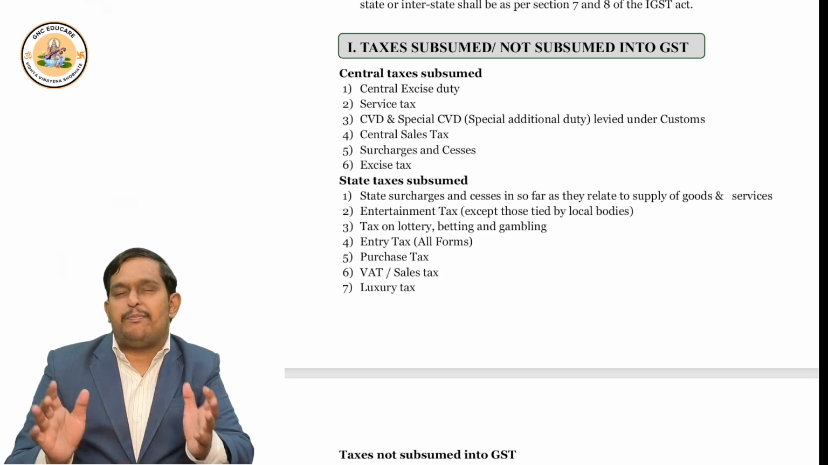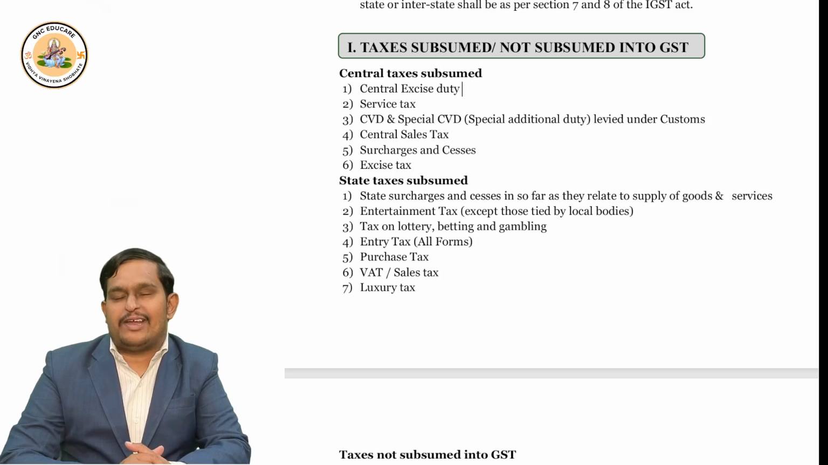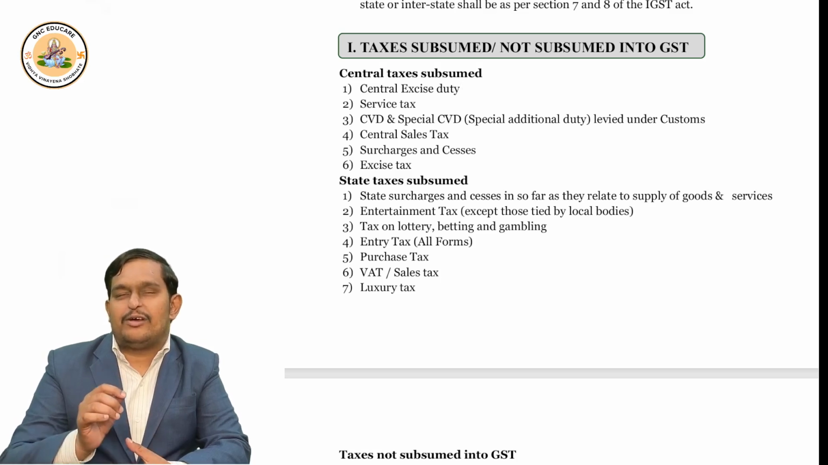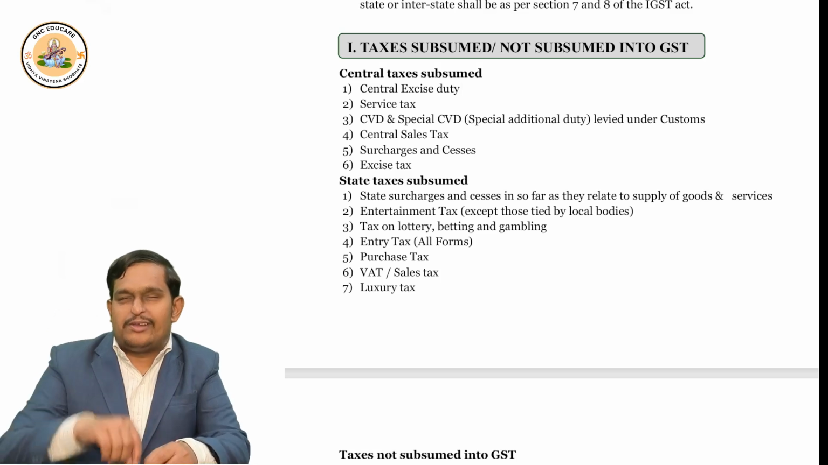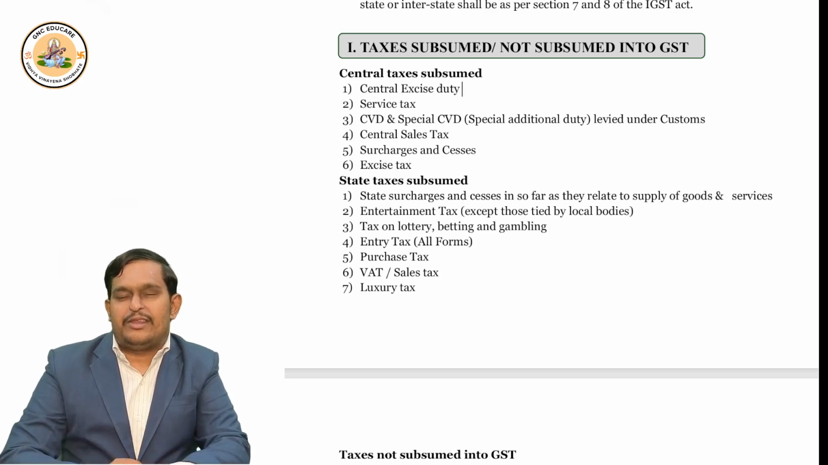There were so many taxes, and now after GST, many taxes are removed and one tax, one nation, that is GST, is brought. So, what are the taxes which were subsumed into GST? That means they are now not applicable. Those taxes are removed and ultimately GST is brought. Many central government taxes and many state government taxes were subsumed. Let us discuss all that.